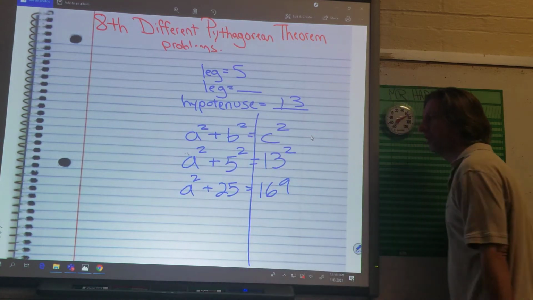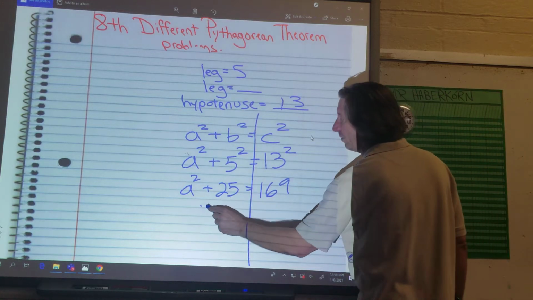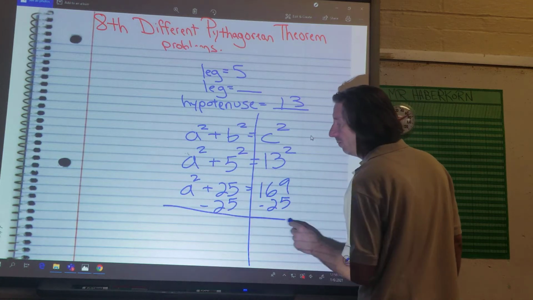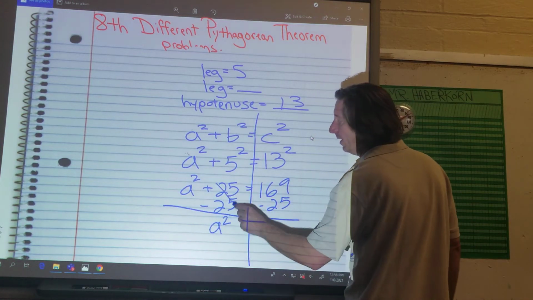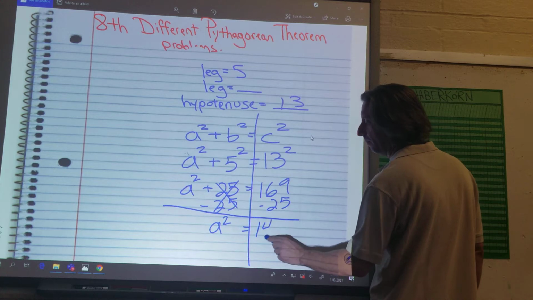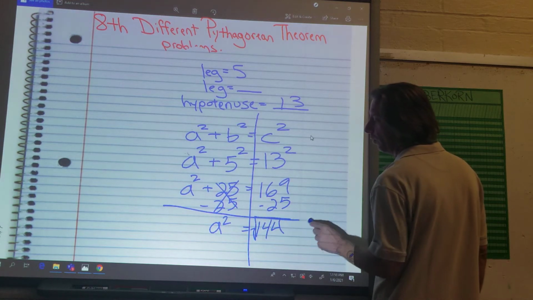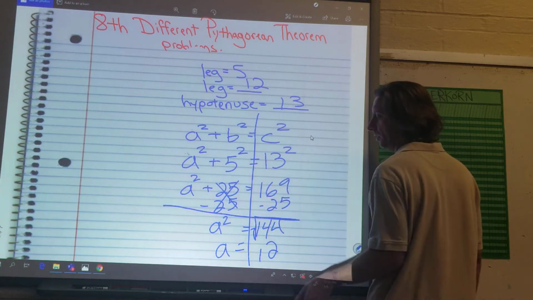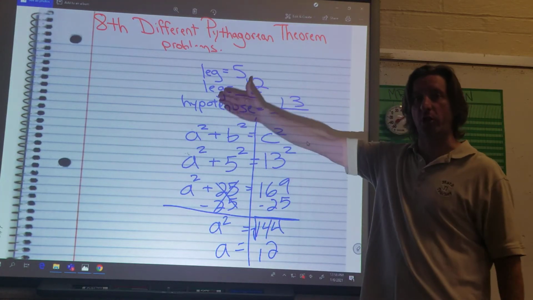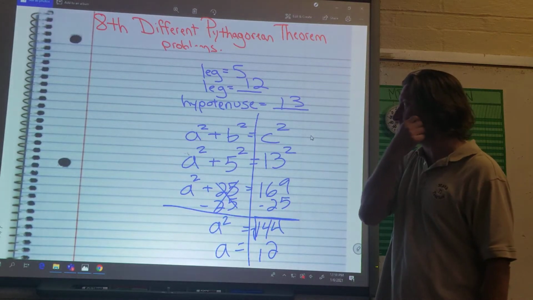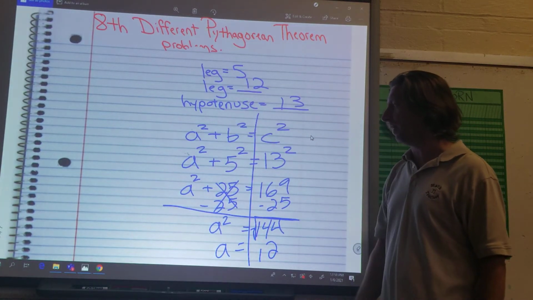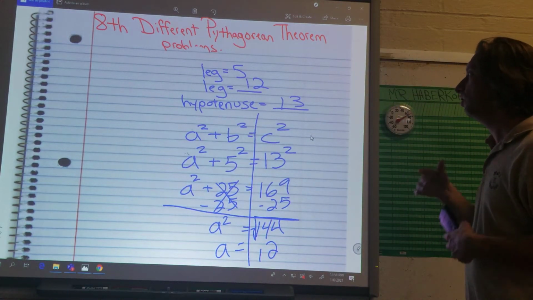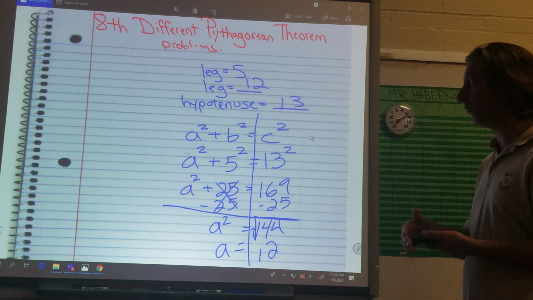Solve our equation, right? Draw your line. Subtract 25. I get a squared, those cancel out. A squared equals 144. Then the square root of 144 is 12, right? All right, so this is just one where they don't draw the picture, but they tell you in words which ones are the legs and which one's the hypotenuse. You just plug them into your formula and solve it. All right, so that's it for today. More Pythagorean theorem problems, more uses for Pythagorean theorem.